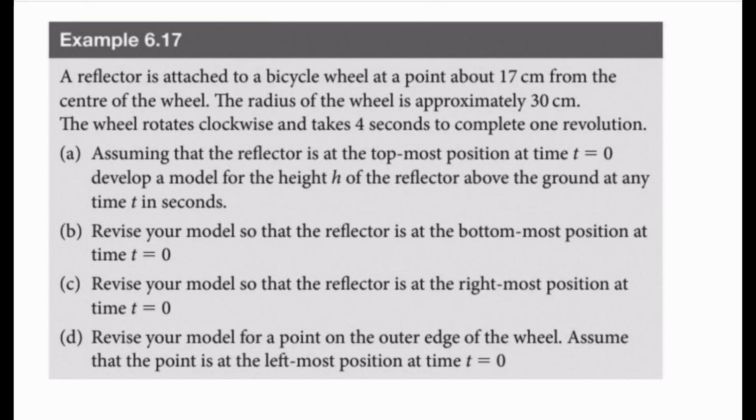Okay, so I think it's time for us to look at an example. A reflector is attached to a bicycle wheel at a point about 17 centimeters from the center of the wheel. The radius of the wheel is approximately 30 centimeters. The wheel rotates clockwise and takes 4 seconds to complete one revolution. Assuming that the reflector is at the topmost position at time equals 0, develop a model for the height h of the reflector above the ground at any time t in seconds.